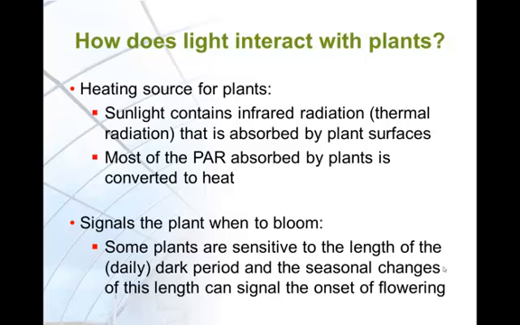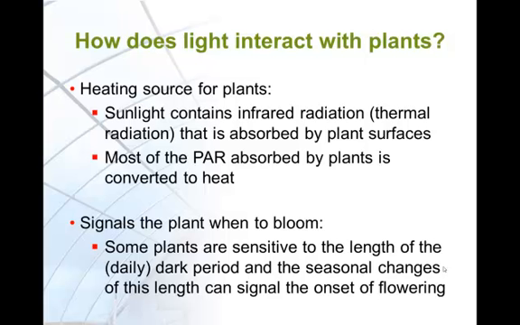In addition to photosynthesis, light also has a thermal effect. Therefore, it is a heating source for plants. In fact, sunlight contains a lot of thermal radiation. And also, most of the power absorbed by plants is eventually converted to heat because plant photosynthesis is not an efficient process, and that's why most, if not all, PAR absorbed by plants is also considered a heat source for the plants.